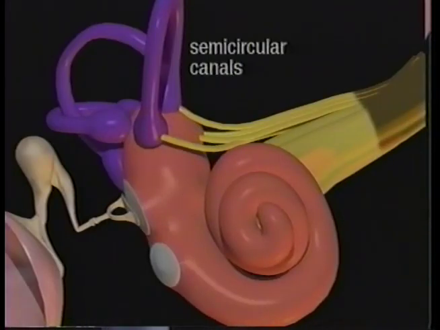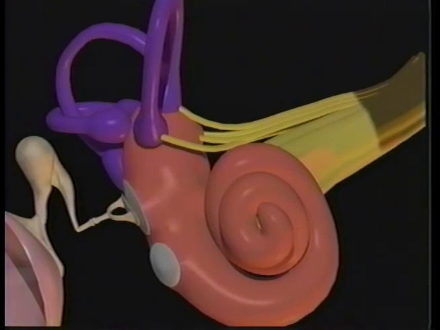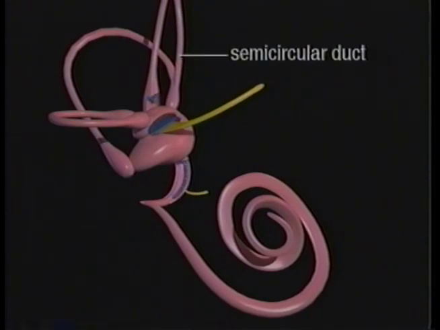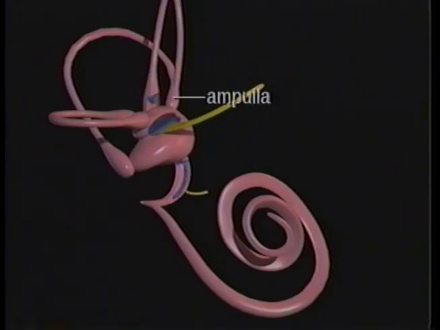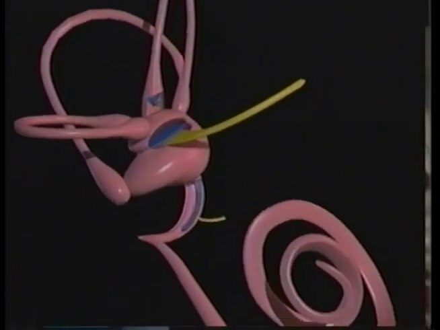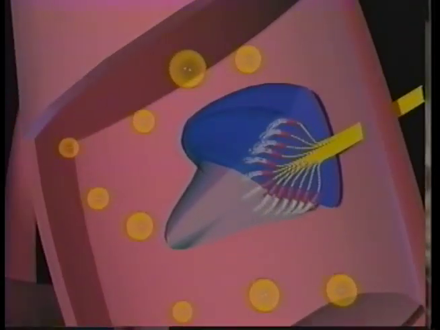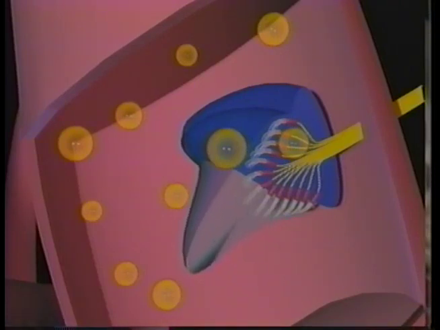Behind the vestibule is the third portion of the bony labyrinth, the semicircular canals, here shown in purple. The canals project from the posterior region of the vestibule in 3 spatial planes. Each canal contains a membranous semicircular duct, here shown in pink, where angular momentum is sensed. At the base of each duct is an expansion called the ampulla. Within the ampulla, long stereocilia of hair cells are embedded in the cupula, which sticks out into the endolymph. When your head moves, the endolymph moves the cupula and stimulates the stereocilia.